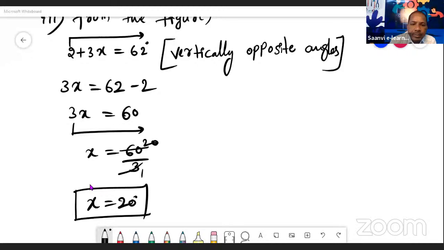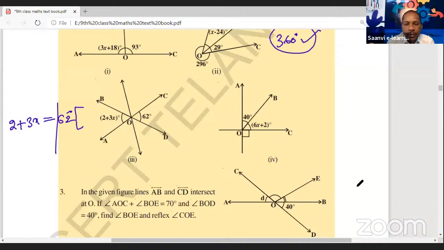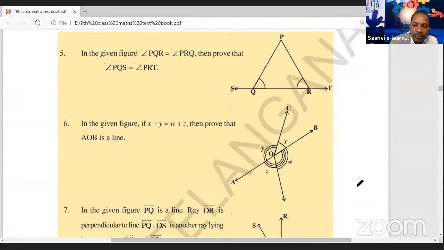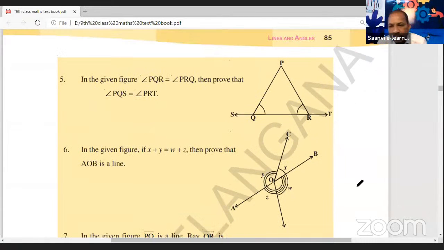So like this, by seeing the given figures, you have to understand what type of angles are given and you have to solve them. In the same way, you complete the remaining problems. The remaining problems are homework. Okay, children, thank you.